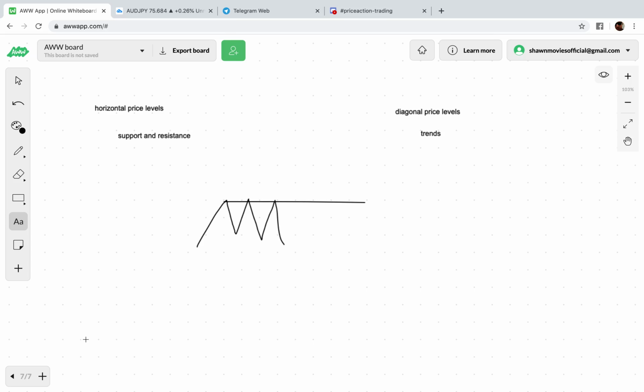Now, this being said, with horizontal price levels, we can break them into two things, and that's support and resistance. So essentially, whenever we're looking at what support and resistance is, support is where price comes and then bounces along a floor. So a floor, that means price comes to the level and then bounces upwards. Support, price comes to a level and then bounces upwards away from the level. Resistance is the exact opposite. Resistance, you can consider it like a ceiling.